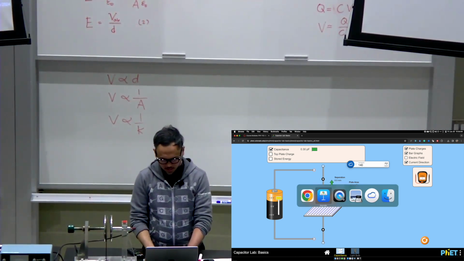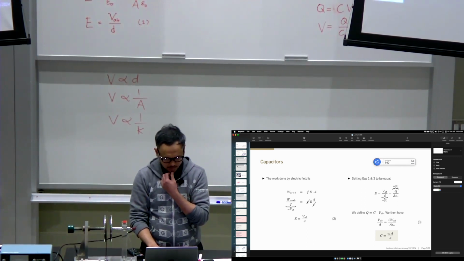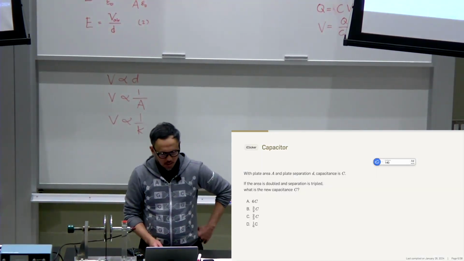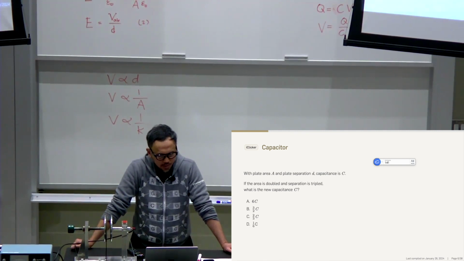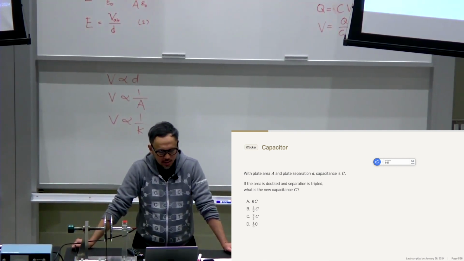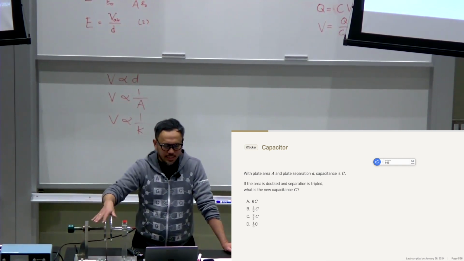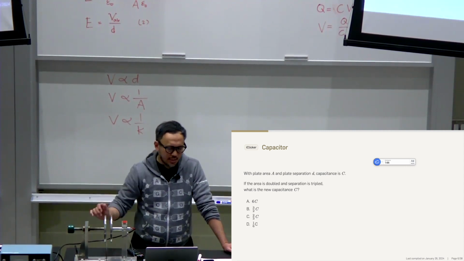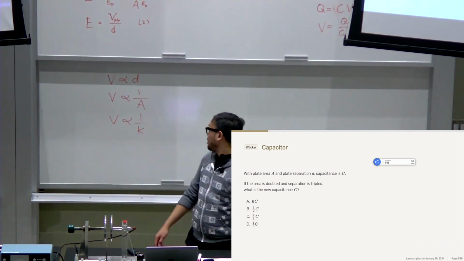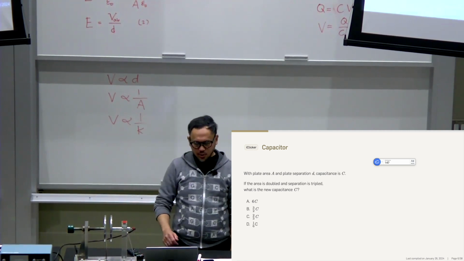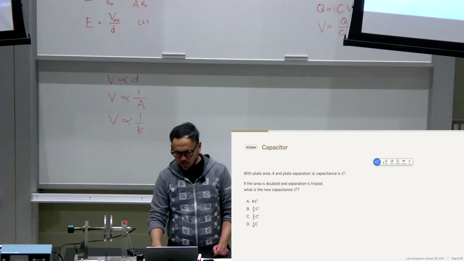Okay, so let's return to the lecture. This is a fair question on the exam that relates to this demonstration. It's a question about capacitors, so it's an i-clicker question. With plate area A and separation D, capacitance is C. If the area is doubled and the separation is tripled, what is the new capacitance C? You can work with your neighbor.